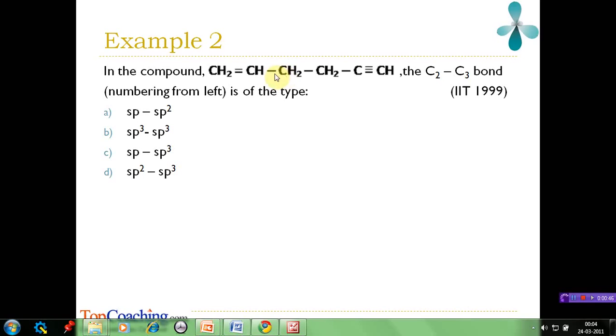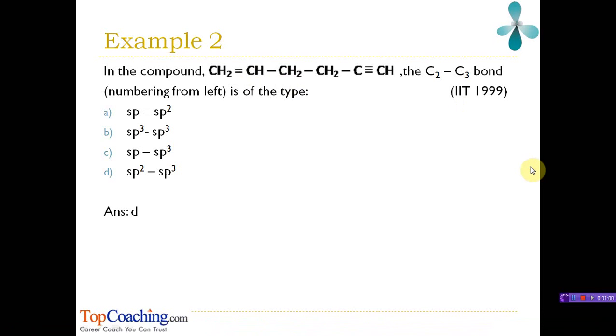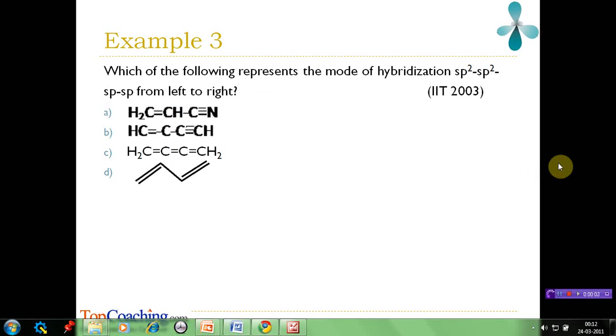This is our C3 carbon. It forms 2 bonds with carbon atoms and 2 bonds with hydrogen atoms, that is total 4 bonds. So it should be in sp3 hybridized state. So our answer is sp2 sp3, which matches the last choice, that is D. Next example. Which of the following compounds represents the mode of hybridization sp2, sp2, sp, sp from left to right?